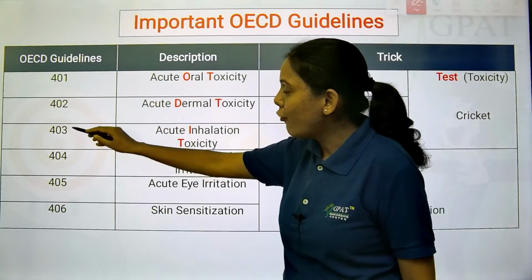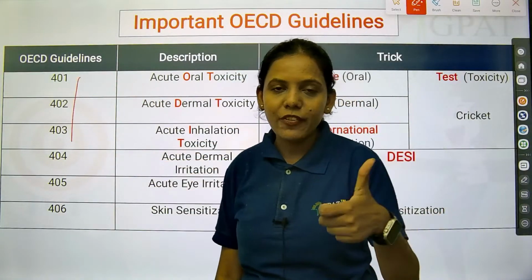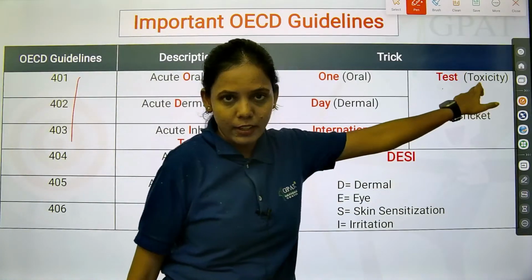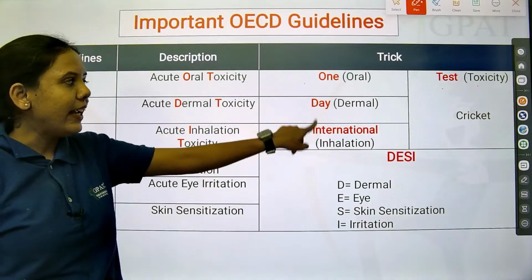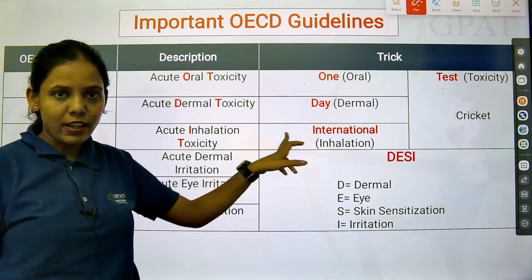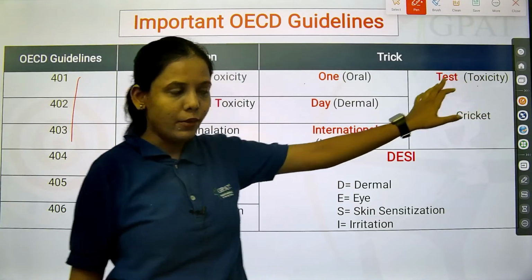See, 401, 402 and 403, you remember ODI, that is One Day International. Why have I given T? T stands for toxicity, okay? So O for oral, D for dermal, and I for inhalation, okay? So this is done. Here T stands for toxicity, okay?